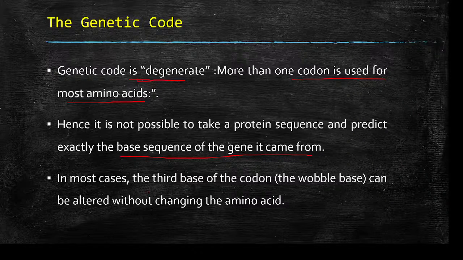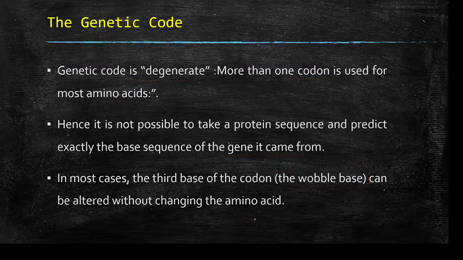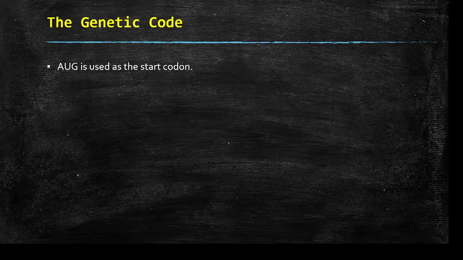In most cases, the third base of the codon is called the wobble base, and it can be altered without changing the amino acid. Now, AUG, adenine, uracil and guanine, is the start codon. During translation, when AUG arrives, the translation, that is the protein synthesis, begins.